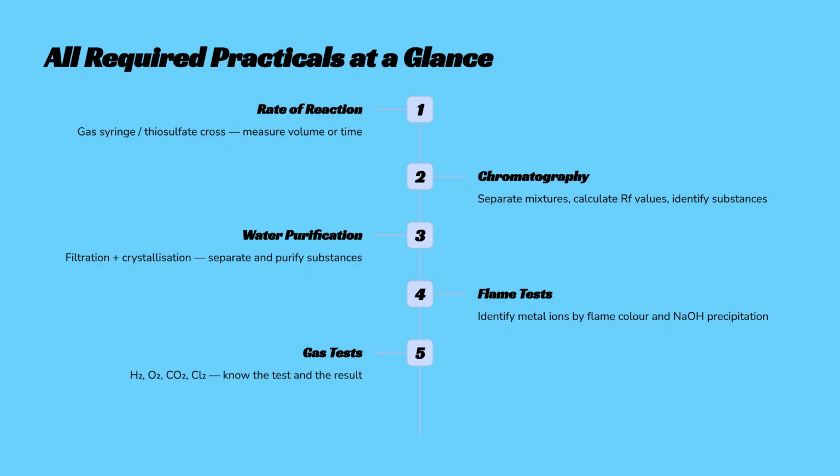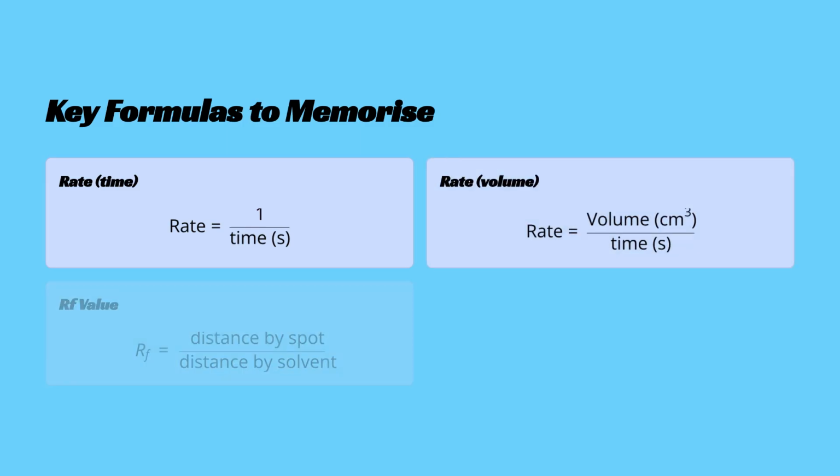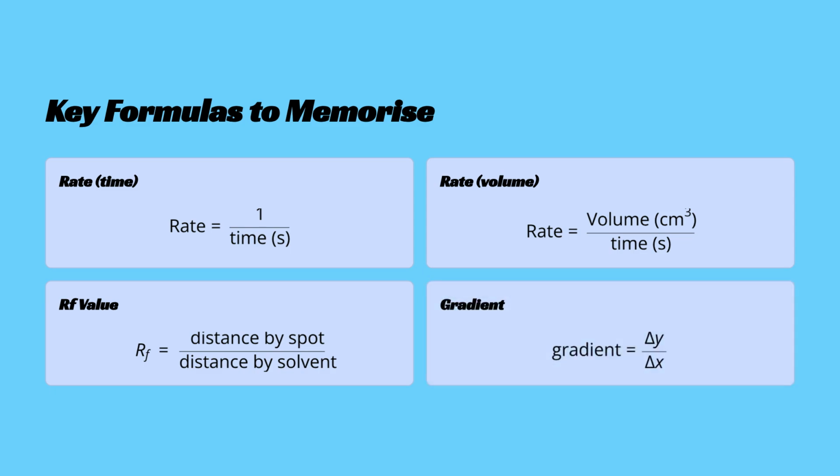Here's a quick glance at all 5 required practicals: rate of reaction, chromatography, water purification, flame tests, and gas tests. Review the core technique and objective for each. Finally, ensure you memorize the key formulas. Rate equals 1 over time, rate equals volume over time, RF value, and the gradient calculation for graphs.